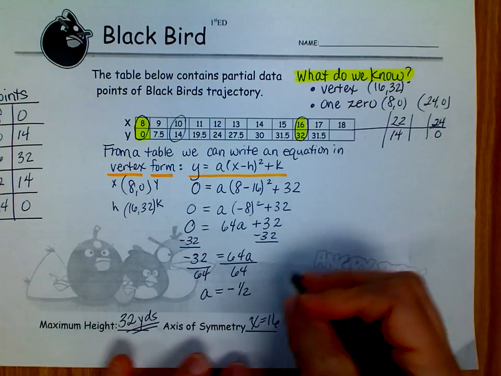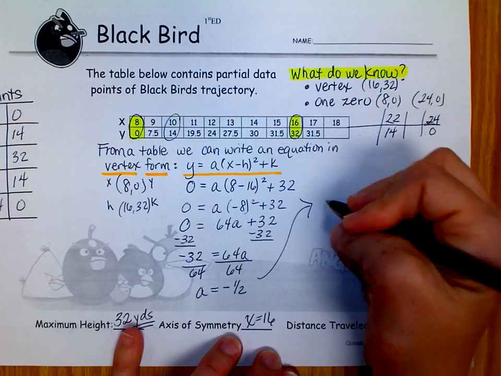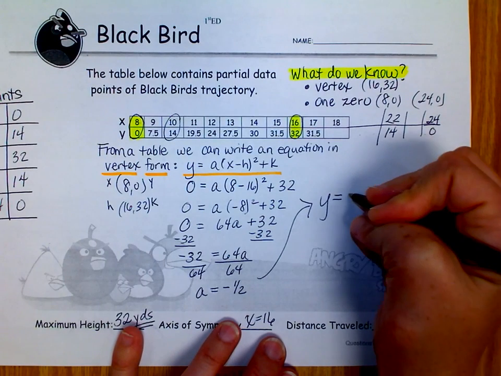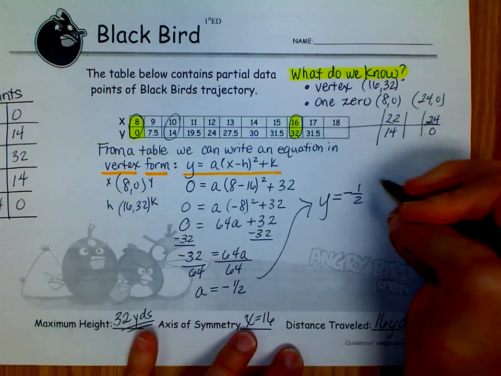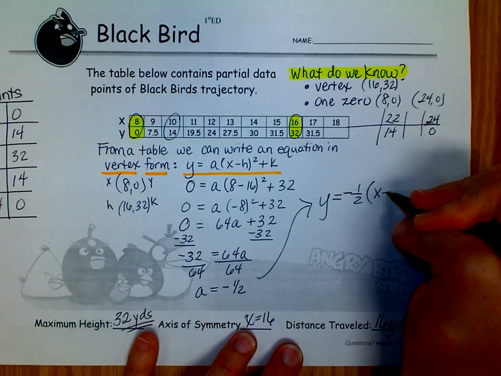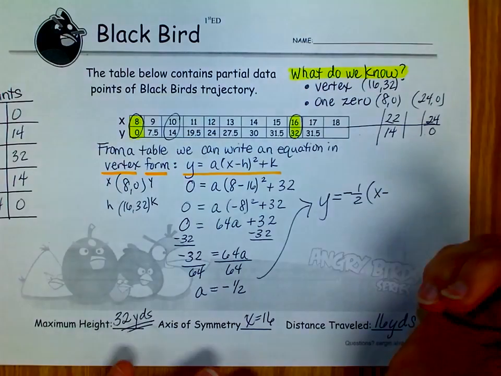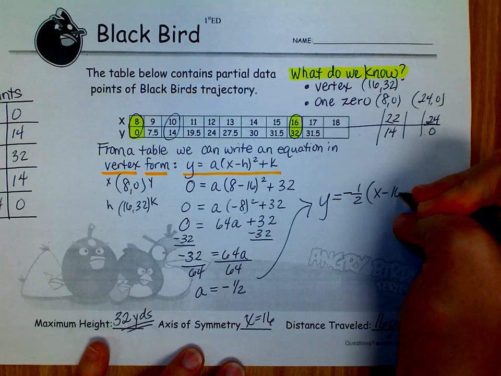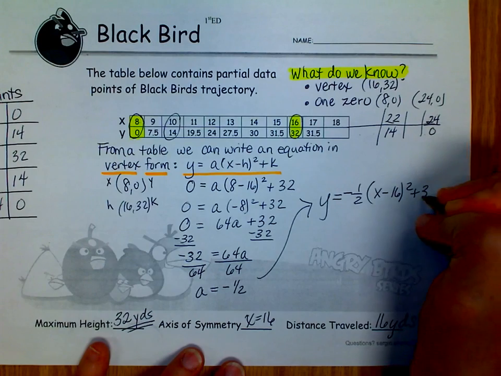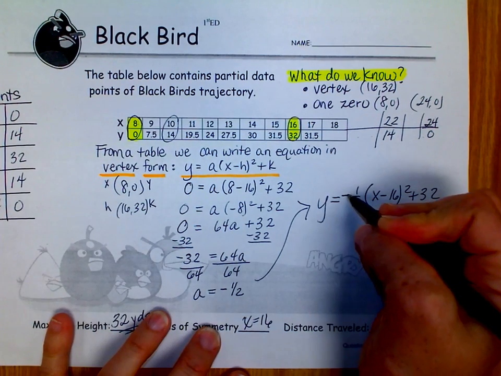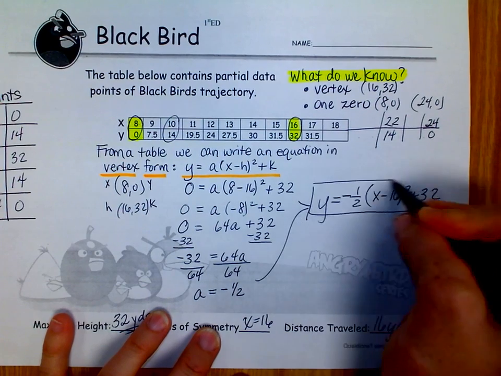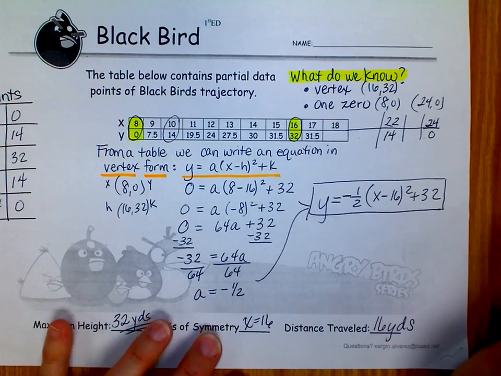So what we can do now is come back over here and write our equation in vertex form with that a value, which is negative 1/2. And we have x, and we're going to go ahead and put our h and our k back in there. We have minus 16, and our k, which is plus 32. Okay, so now we have an equation in vertex form, and you could put that in your graphing calculator and check it out, see a few more of those points on there.